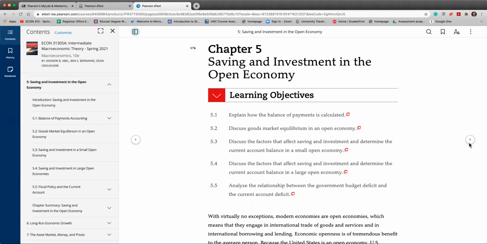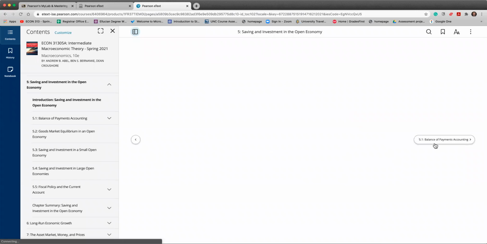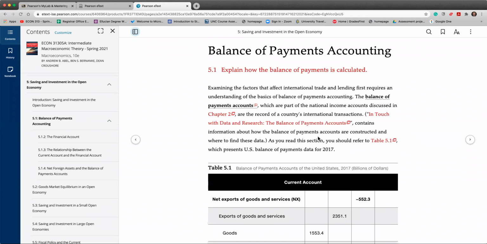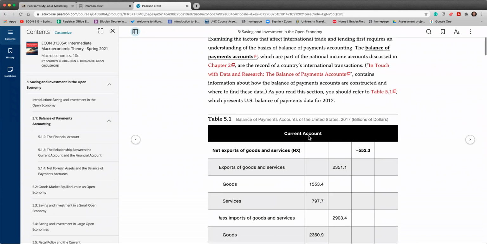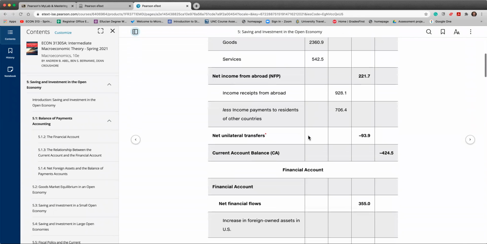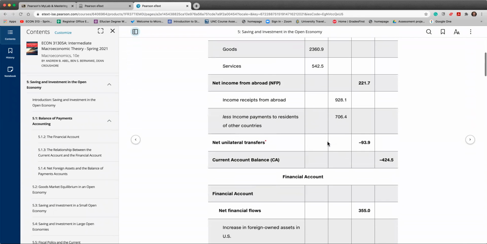So once we get past the learning objectives for the chapter, let's go to the first section, section 5.1. So what do we mean by the balance of payments? Right, that's what we want to focus on here. The balance of payments is made up of the current account and the financial account. Right, there are 2 components to this.